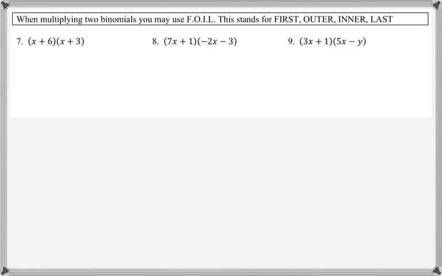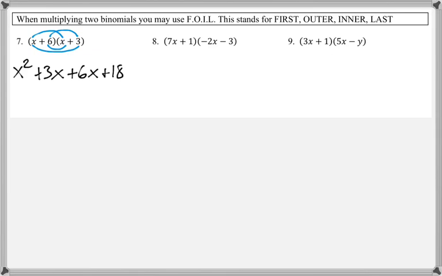You need to consider the first, which is x times x, and that will get you x squared. There's the O, or the outside, and that is x times 3, and that will get you plus 3x. There's the inside, which is 6 times x, and that will get you 6x. And then there's the last, which is 6 times 3, and that will get you plus 18.